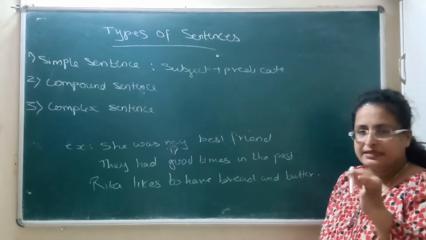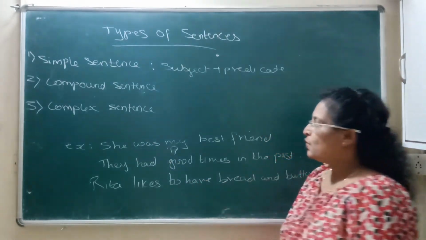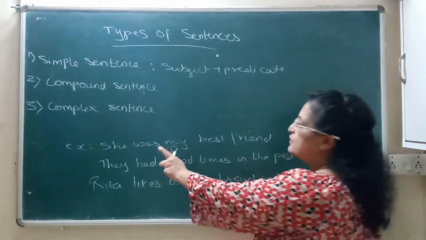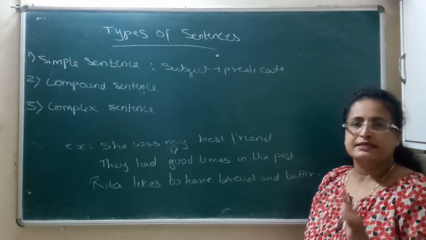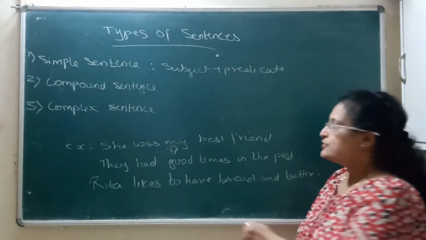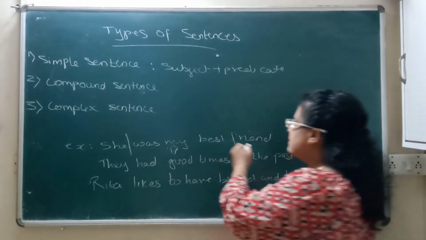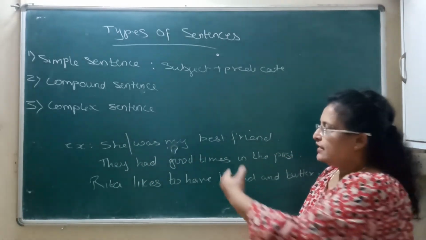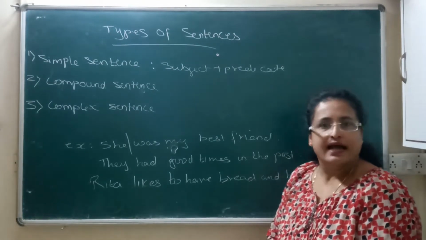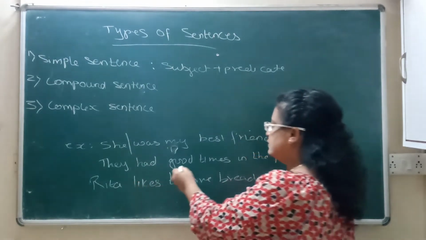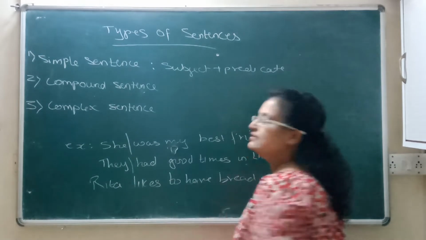Now if you see these three sentences, I told you, whenever a sentence comes, you find out what the finite verb is. Here the finite verb is "was". In this entire sentence there is only one finite verb, so you know that it's a simple sentence. A simple sentence just contains one finite verb. Here "she" is the subject, and "was my best friend" is the predicate. If you see the next one, "They had good times in the past", what is the finite verb? "Had". So "had good times in the past" is the predicate and "they" is the subject.